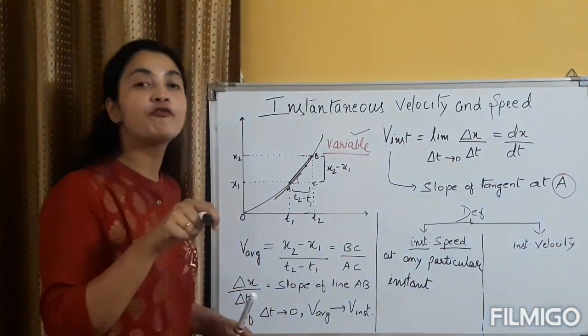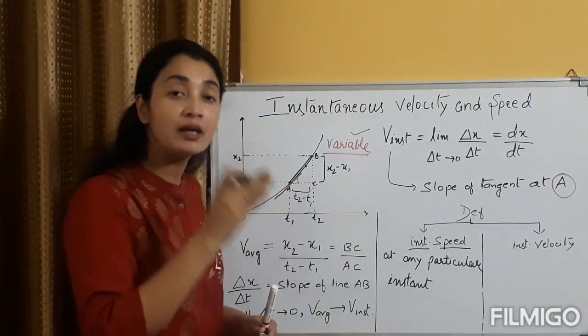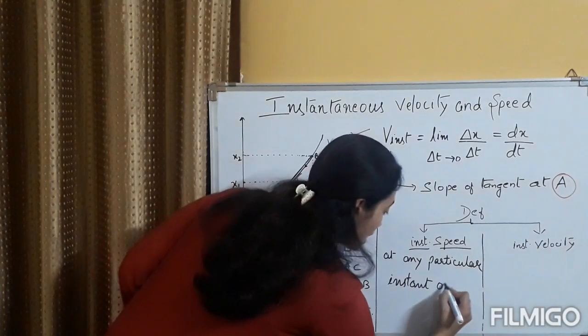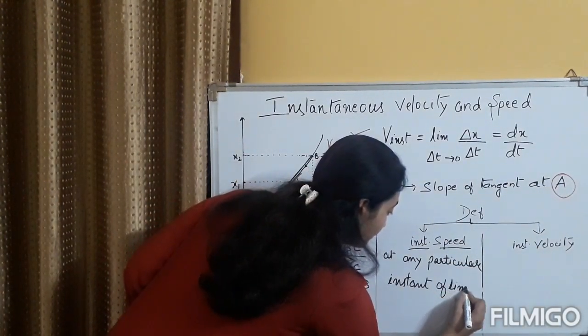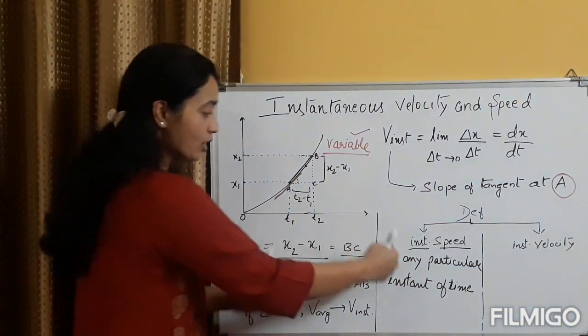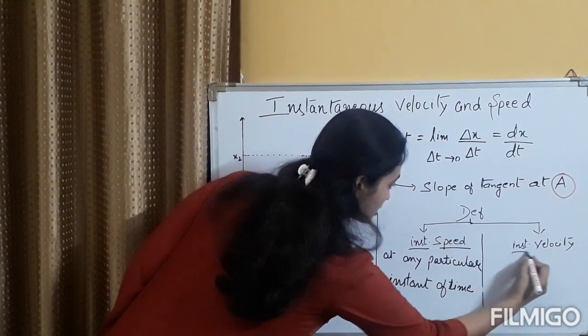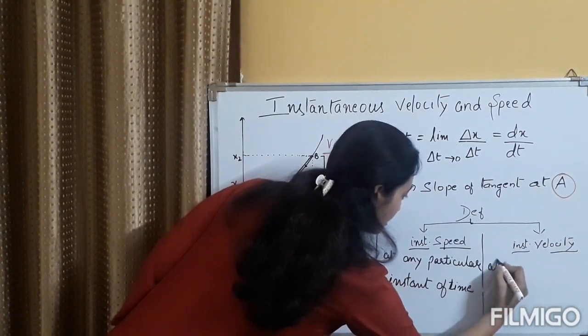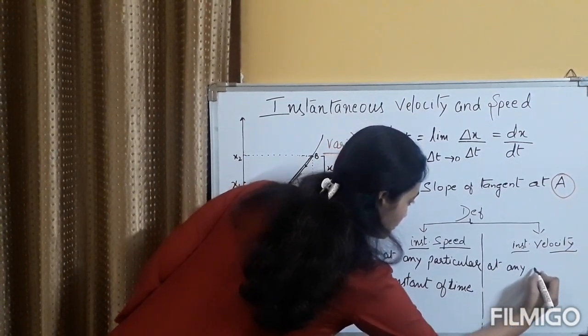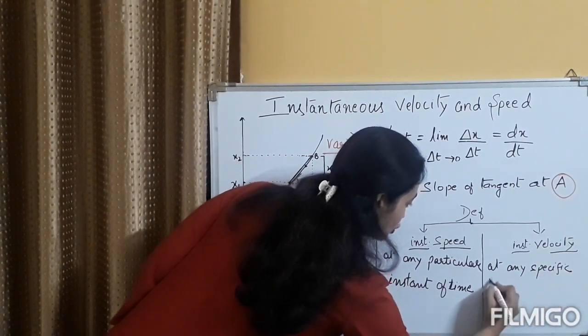It is the speed of a body at any particular marked specific instant of time. Then what is instantaneous velocity? More or less this part refers to the same. It is the velocity at any specific instant of time.